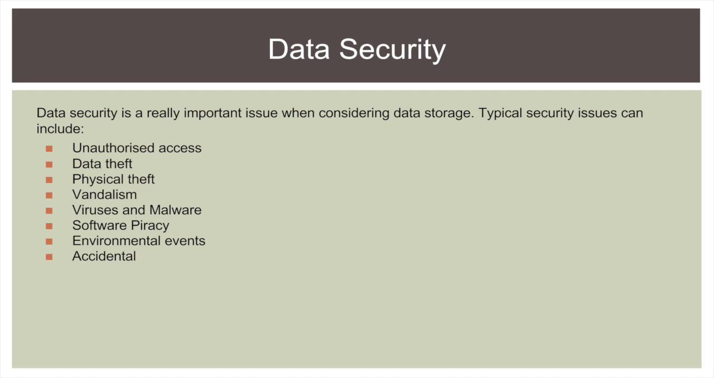Software piracy. You can install pirated software on a computer, and these can include viruses and malware and so on. However, it also takes money away from software developers and can incur large fines for companies found with pirated software on their computers. Environmental events can cause damage, such as floods and fire, and so on. You can also have accidental damage through either accidentally breaking some form of computer equipment or accidentally deleting content, etc.